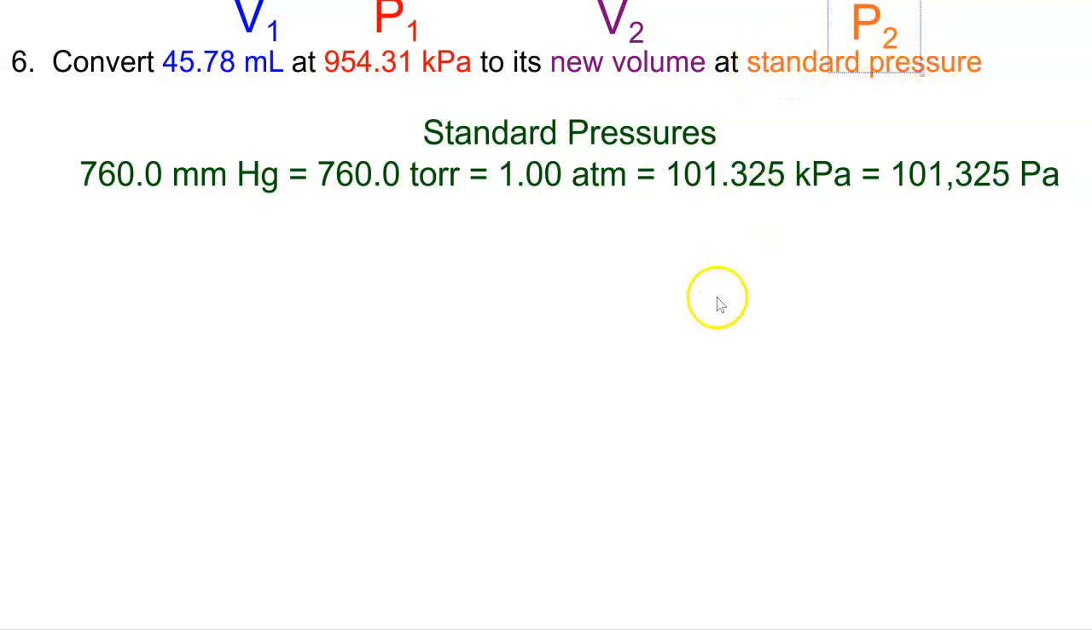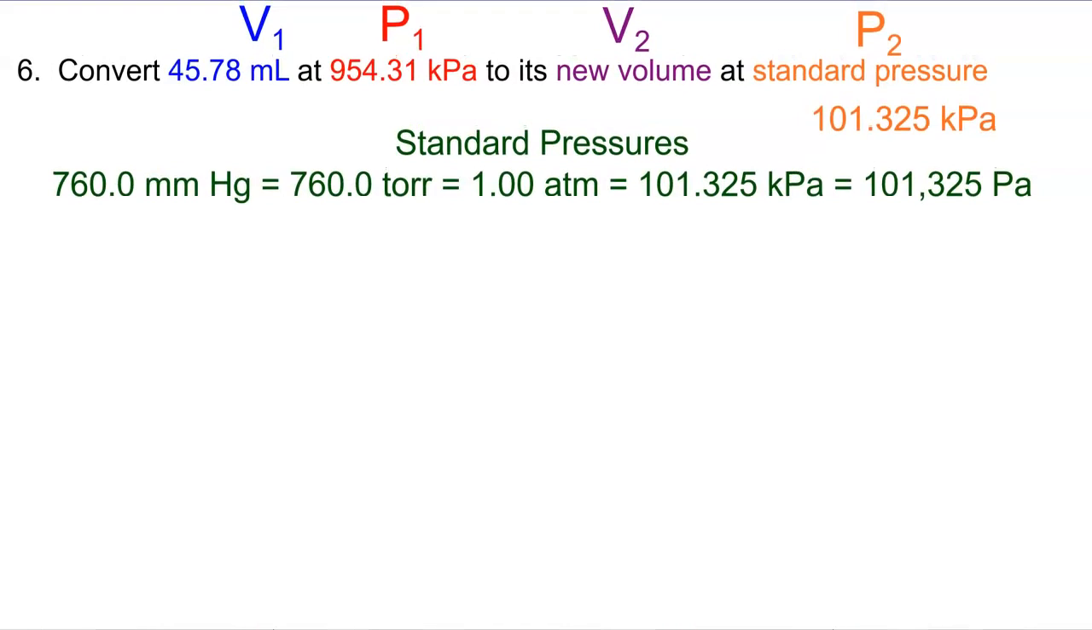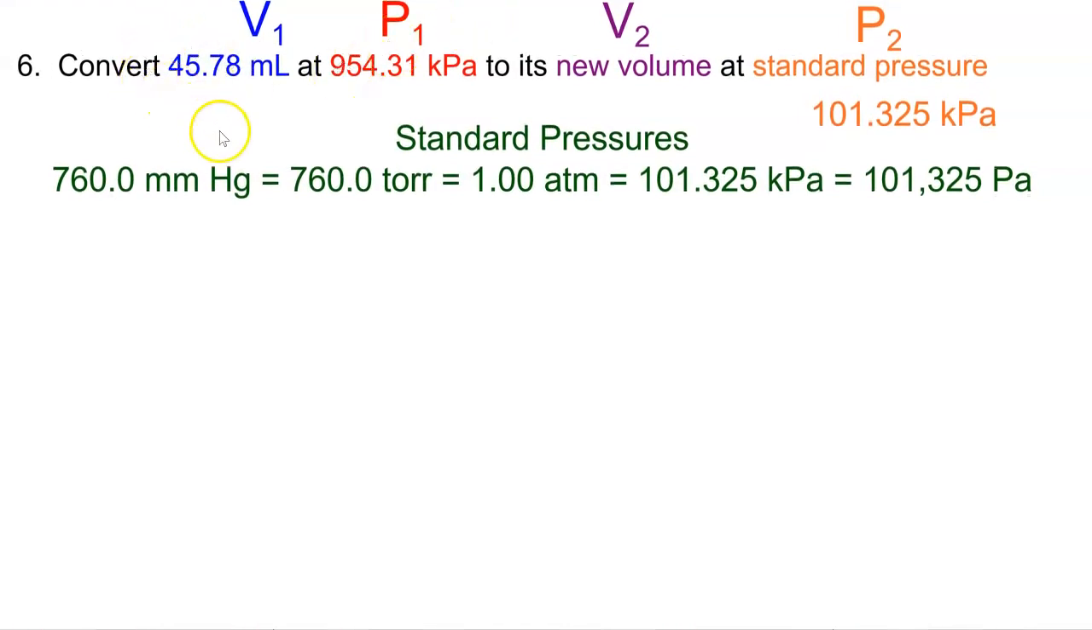Of course, we don't want to have to do a grid, so we might as well pick whichever standard pressure matches up with the unit that we already have of pressure in our problem. So in this problem, we already have KPA. Therefore, I should pick my standard pressure to be KPA, in this case, 101.325 KPA. So remember, standard pressure means pick one of these standards, these are the conversion factors and the standards, that matches up with the same unit of pressure you already have in the problem. Okay, so then we're going to come up with our generic formula.